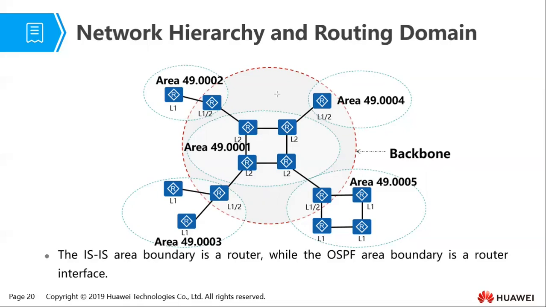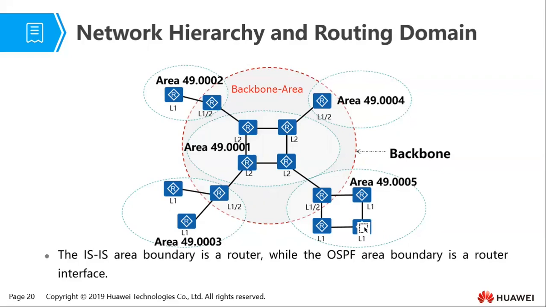Now, how the areas are determined is like this. We have 2 hierarchies of areas. One of them is called the boundary. This is the backbone, the backbone area. So let me just indicate that. This area here is called the backbone area, and all the other areas are called non-backbone areas.